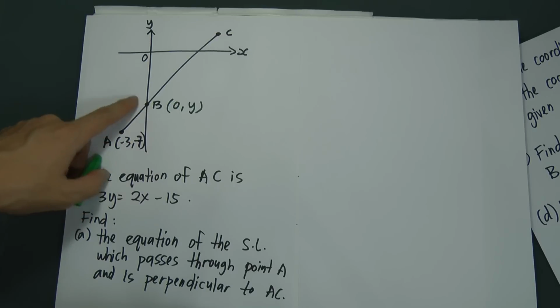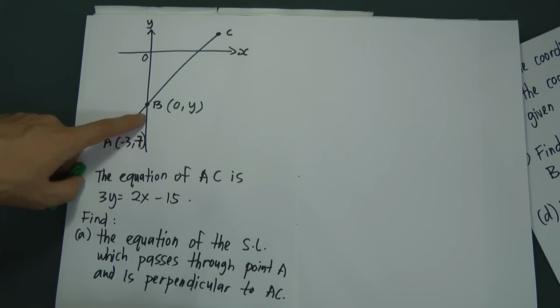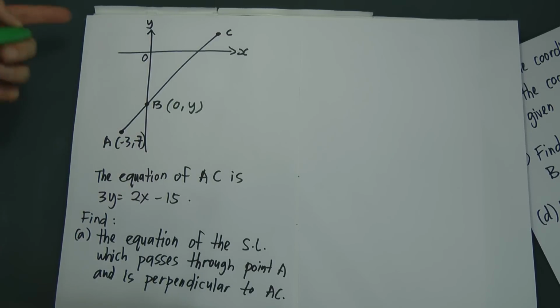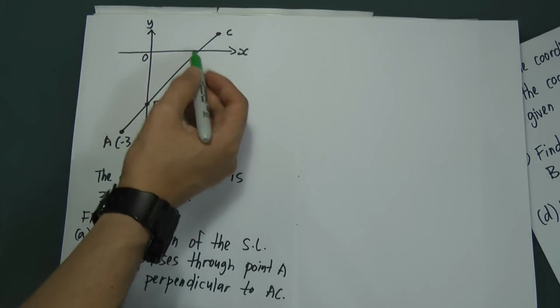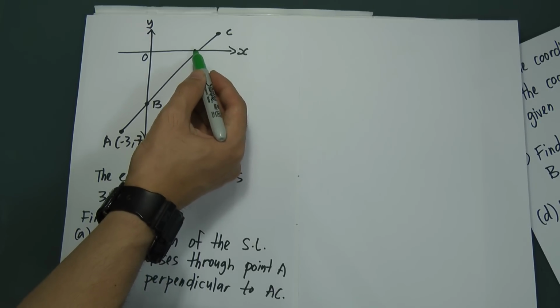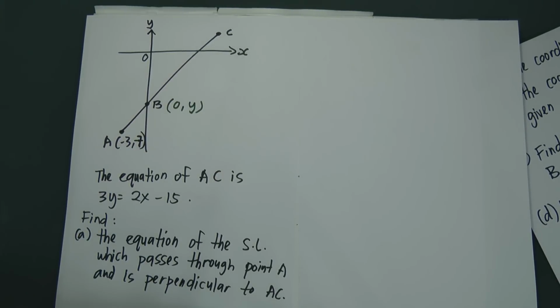So whenever he asks for the y-intercept, x equals 0, or if he asks for the x-intercept, y will equal 0. So this is very important information. When you read the graph you have to understand it.